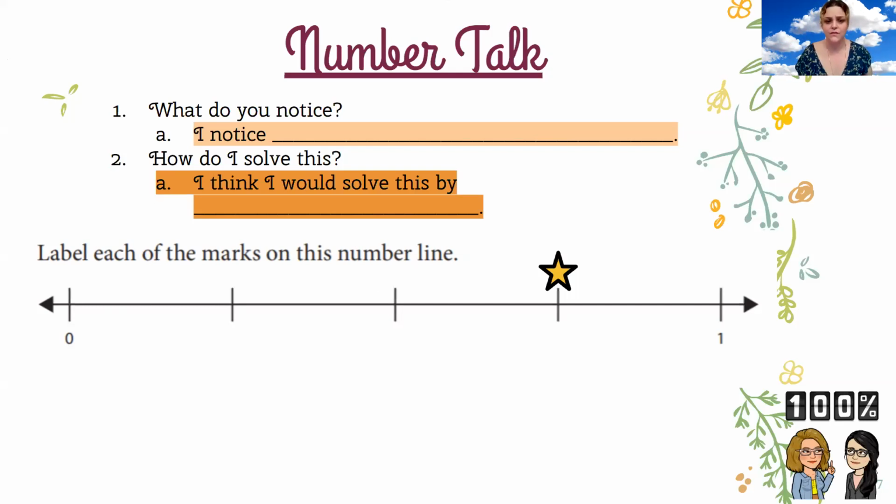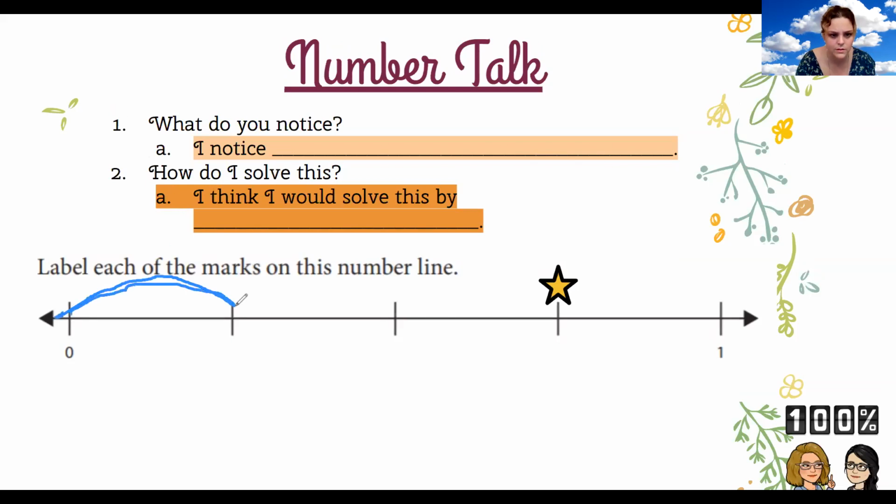Well, I think I would solve this by counting the number of parts on the number line, or how it's been partitioned, to figure out the denominator. That's how we figure out what the denominator is, how the whole has been partitioned. So I'm gonna grab a pen and a color. Let's do blue this time. To figure out my denominator, I'm gonna make some jumps. That was 1 jump, 2 jumps, 3 jumps, 4 jumps.